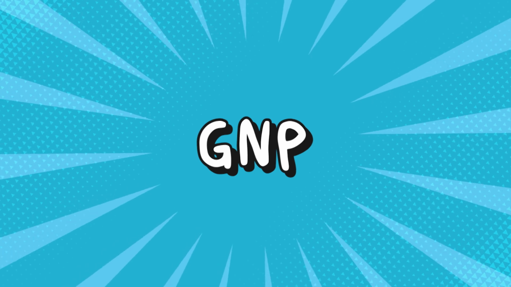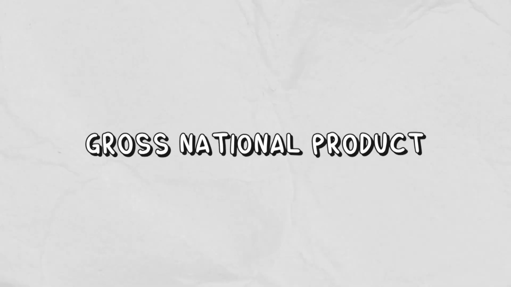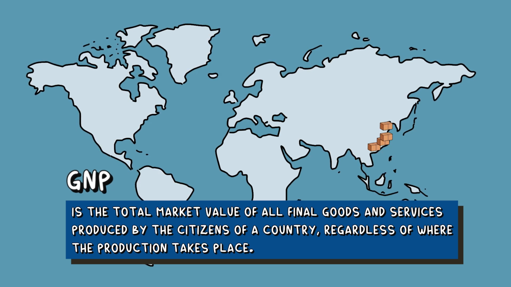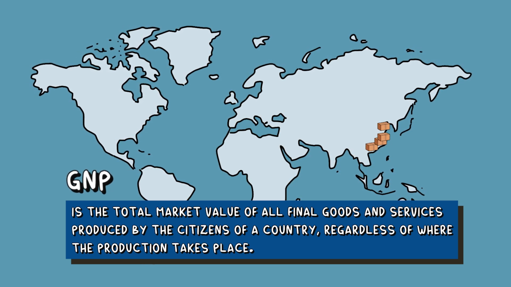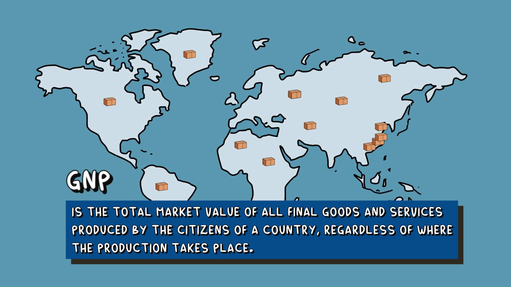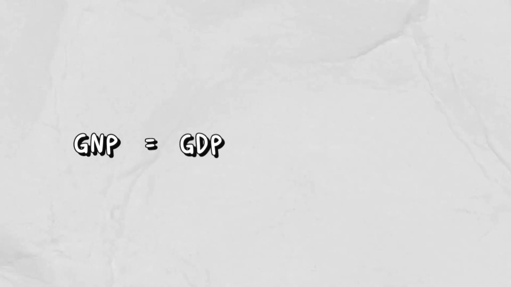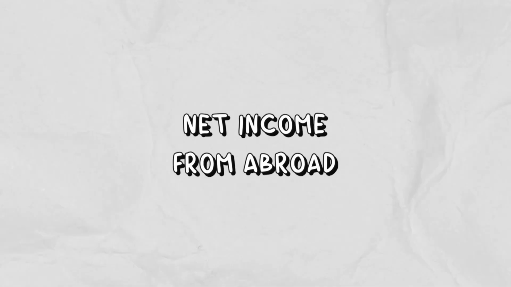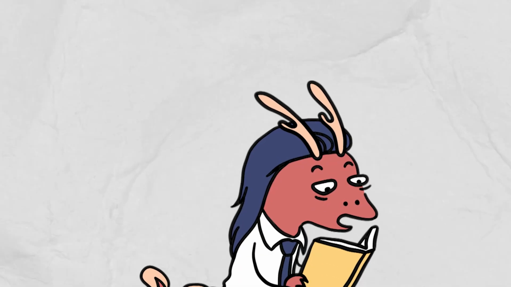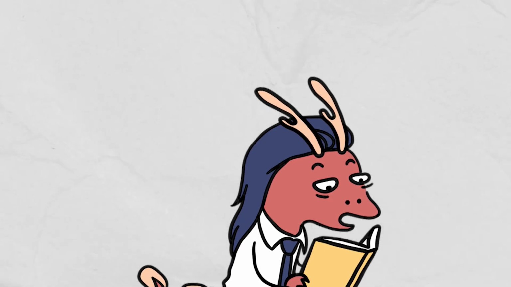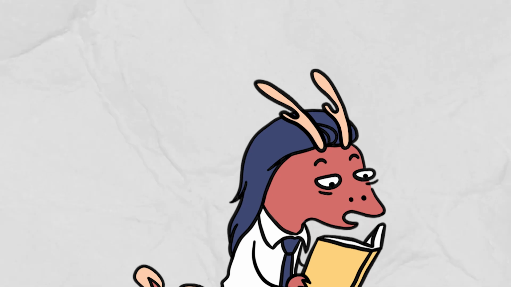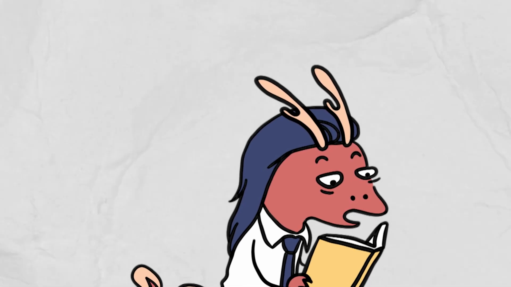Similar to GDP, we have GNP, Gross National Product. GNP is the total market value of all final goods and services produced by the citizens of a country, regardless of where the production takes place. Simply put, GNP is GDP plus net income from abroad. Net income from abroad refers to the income that the citizens and businesses of a country earn from economic activities abroad, minus the income that foreigners earn from economic activities within the country.